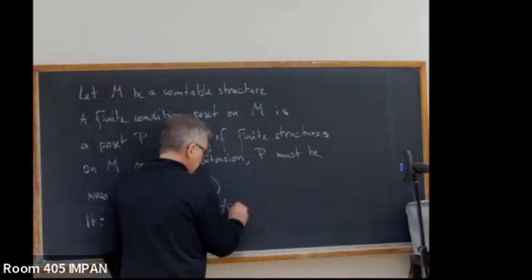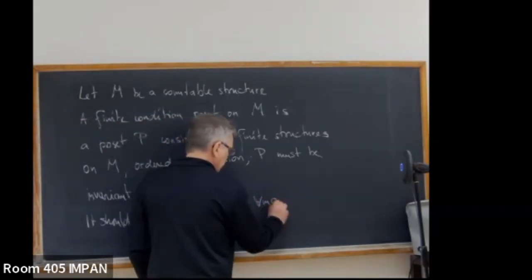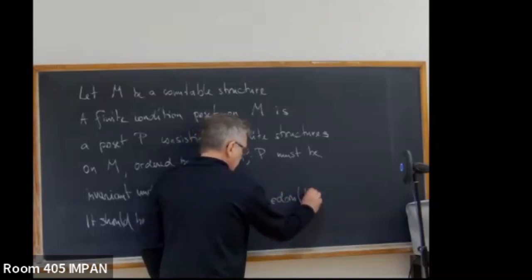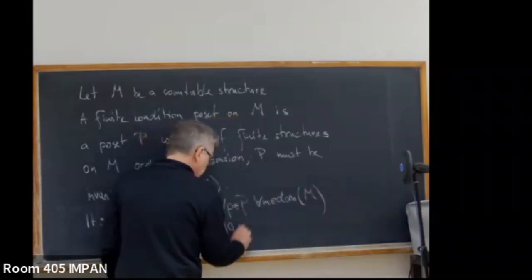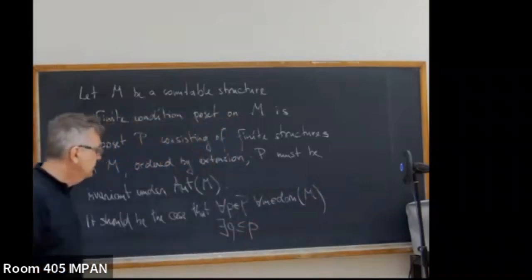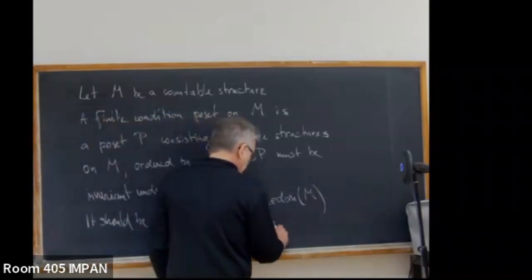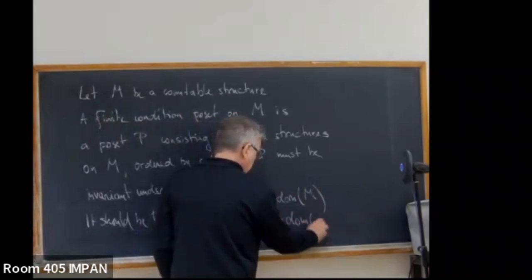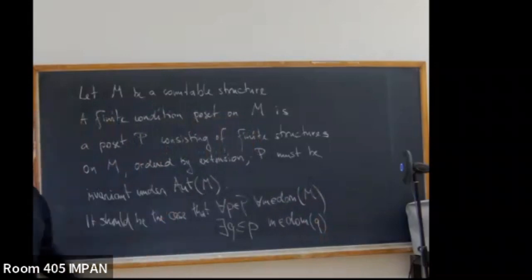For all P and T, and for all M in the domain of capital M, there exists Q, which is less or equal to P, an extension of P, with M being in the domain of Q. Now, if you don't have this, then the whole thing is somewhat strange, because what this P is supposed to do is add a structure of color.